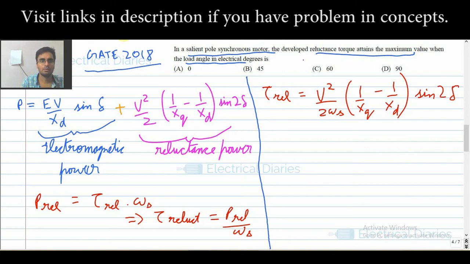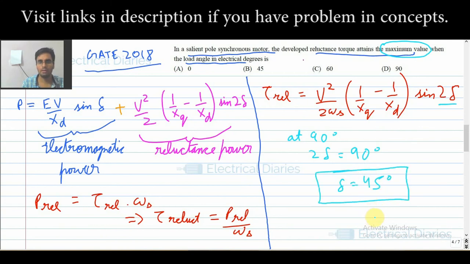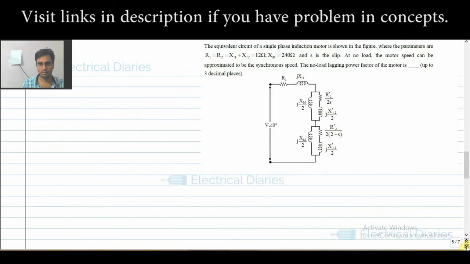Now it's very simple. It is asked when it attains the maximum value. This expression will be maximum when sine 2 delta is maximum. Sine is maximum at 90 degrees. So 2 delta is equal to 90 degrees, so delta is equal to 45 degrees. So at delta equal to 45 degrees, this torque will be maximum. So this is the answer. That is how you need to approach such questions. Just remember a few formulas, and you can always visit the links in the description if you are not aware of these.